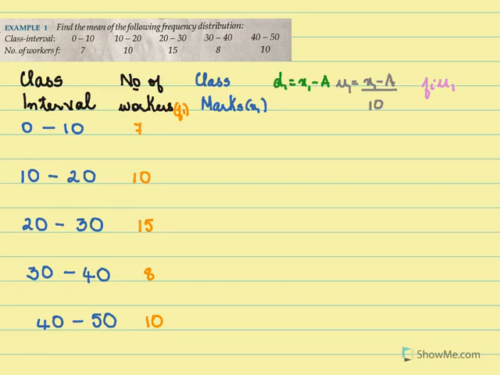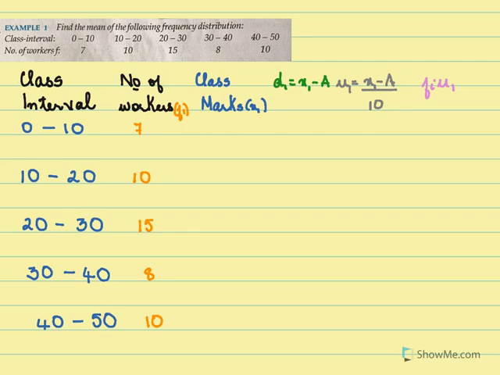We'll now study the method of step deviation. So in the first, we have the class intervals 0 to 10, which is 7, 10 to 20, 10, 20 to 30, 15, 30 to 40, which is 8, and 40 to 50 is 10. We need to find the class marks.